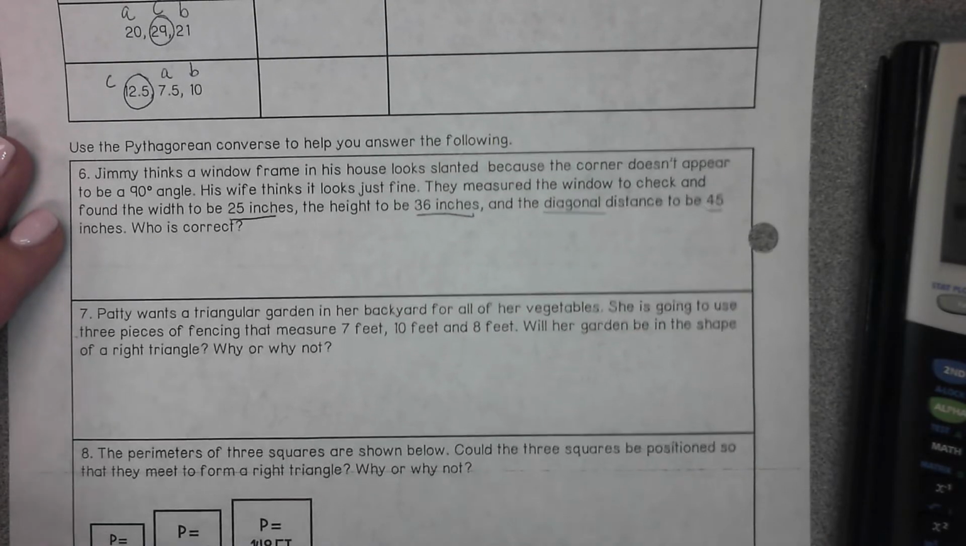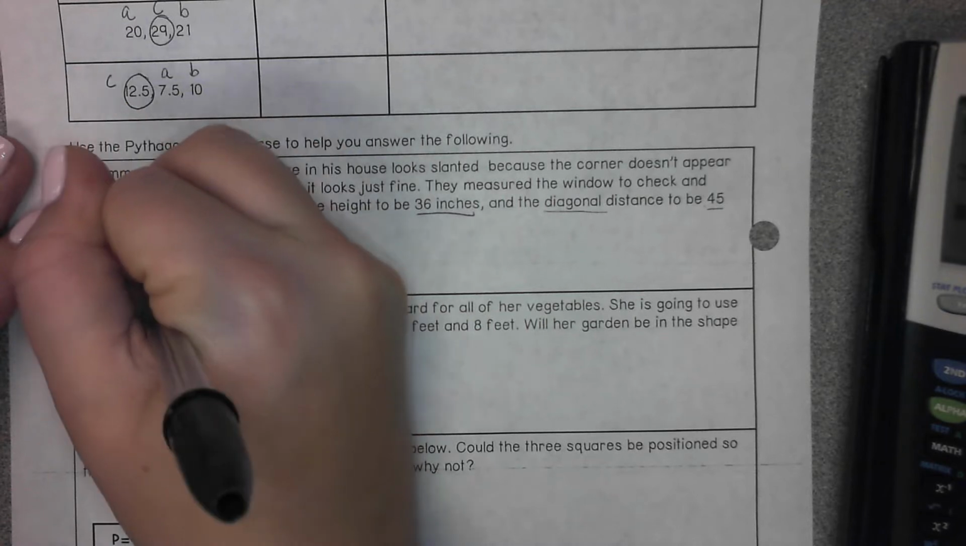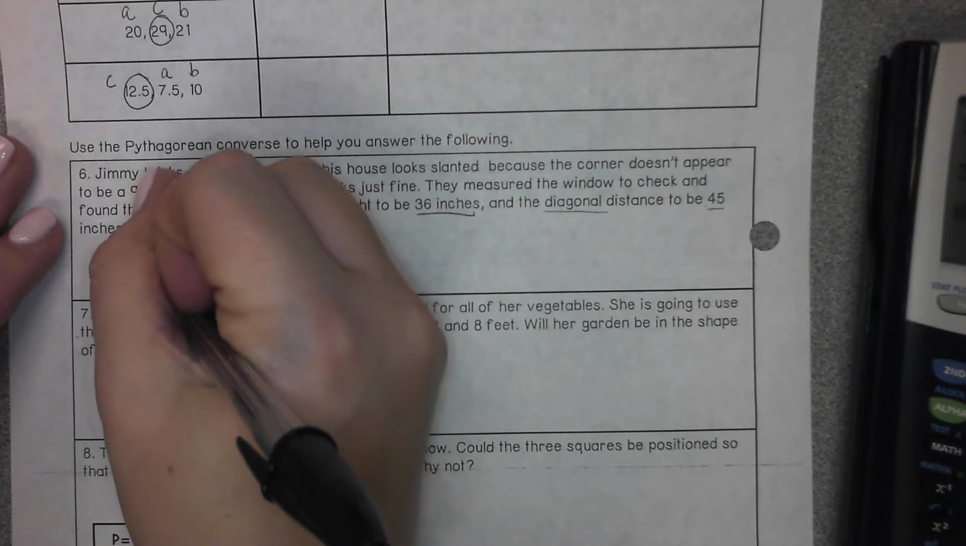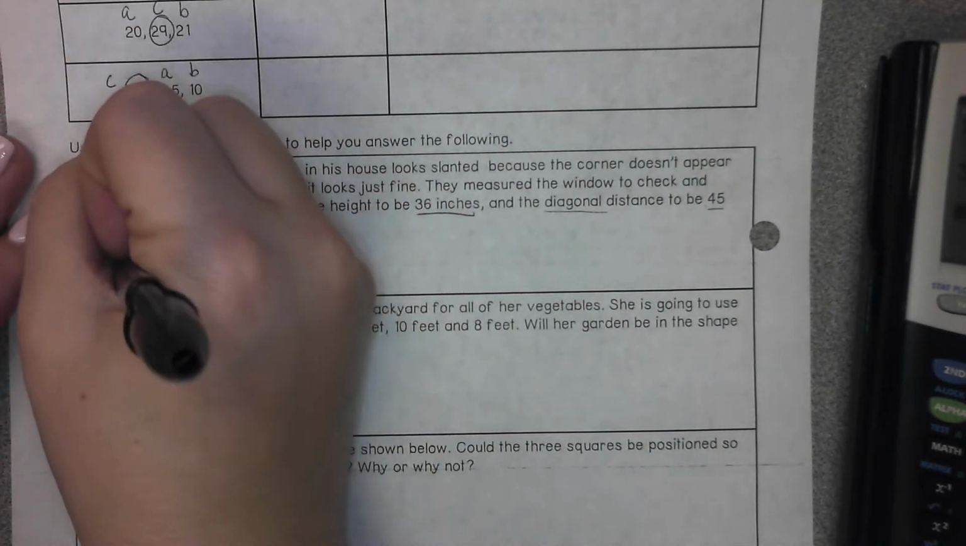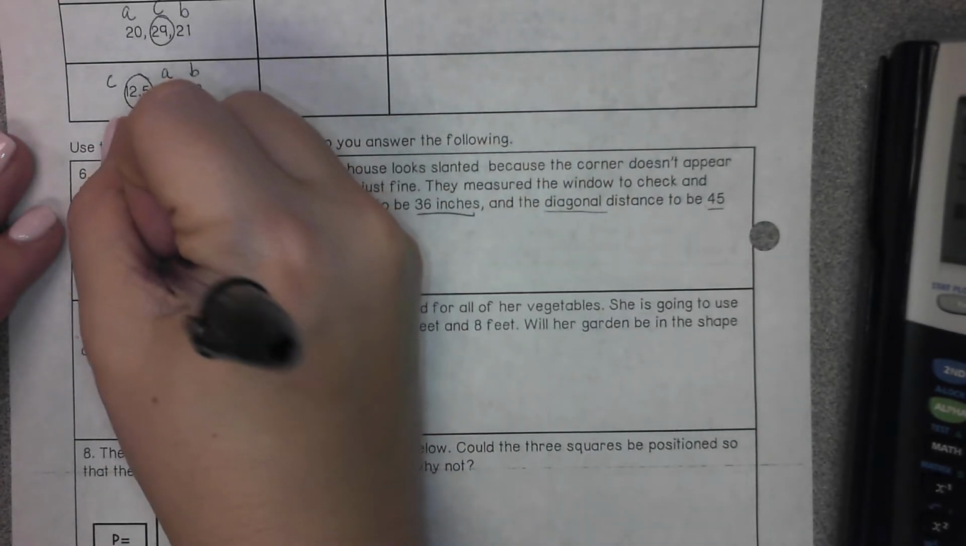Okay, so I'm going to draw this and then we can kind of go from there. So we have a window. It doesn't have to be huge. So it says that the width is 25, the height is 36, and the diagonal distance is 45.